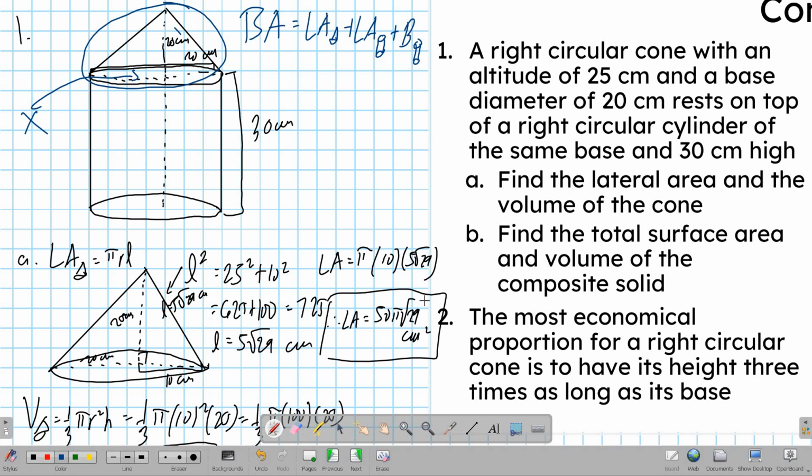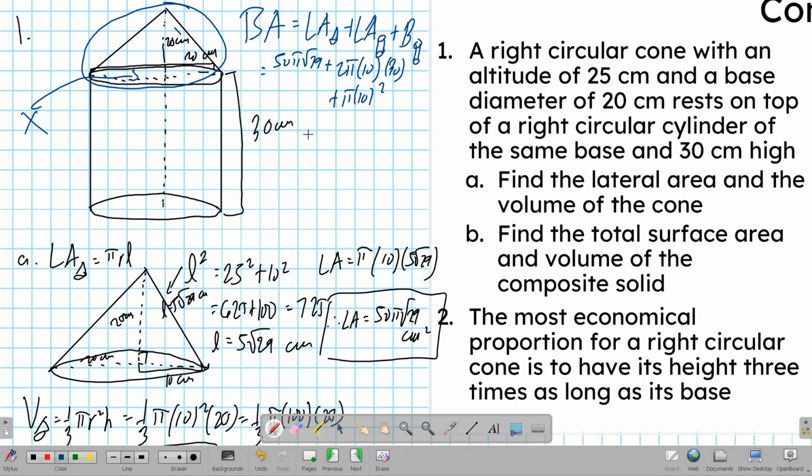So we already got the lateral area of our cone. That would be 50 pi square root of 29, plus the lateral area of our cylinder, which we get by 2 pi times the radius of 10 times our height of 30, plus the area of our base, which is equal to pi times 10 squared.